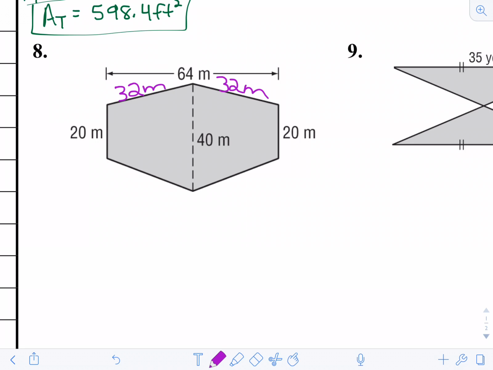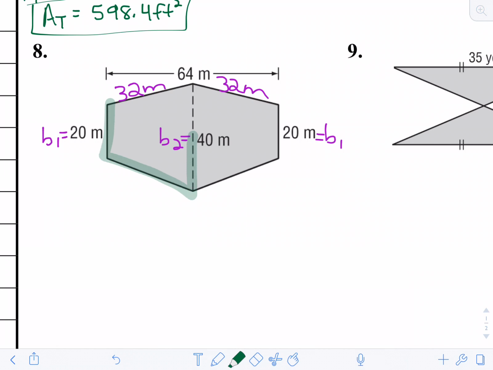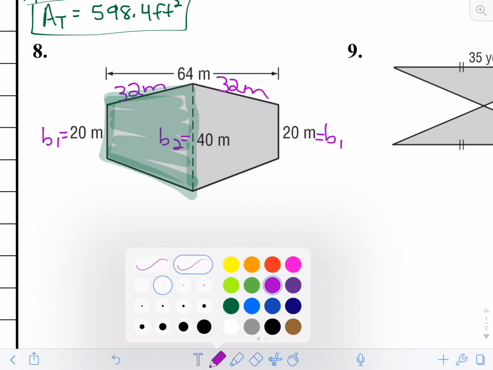And remember, it didn't matter which one you labeled as base 1 and base 2. If you notice, they had the same measurements for the bases and they had the same height. So as long as I can find the area of one of these, and then if I can find the area of one trapezoid and then just times it by 2, then I'll have the area of the entire figure.